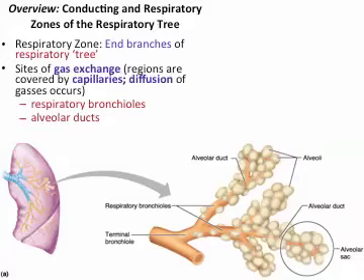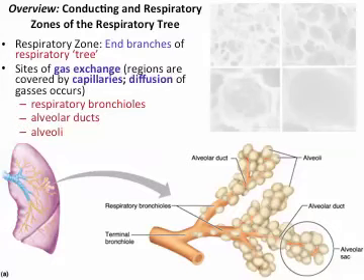So the way you can tell the difference is, in respiratory bronchioles, you've got just some outpouchings of alveoli. When you're in an alveolar duct, those alveoli get thicker and thicker, and then at the very distal ends of the respiratory tree, you can see an alveolar sac, which is just a whole lot of alveoli.